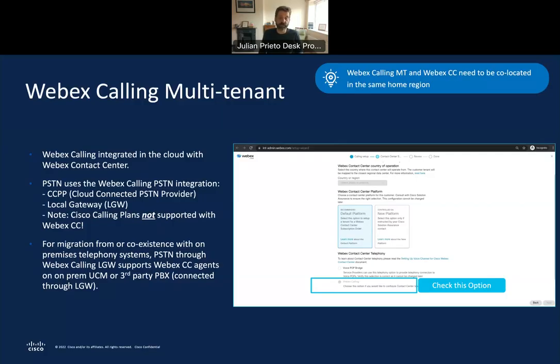Now, there are a couple of options here. We have cloud connected PSTN, and we have local gateway. An important thing to note is that at the moment, Cisco calling plans are not supported with WebEx Contact Center.